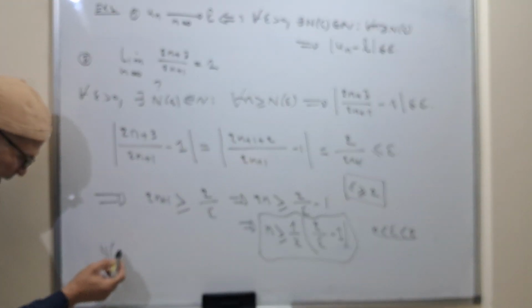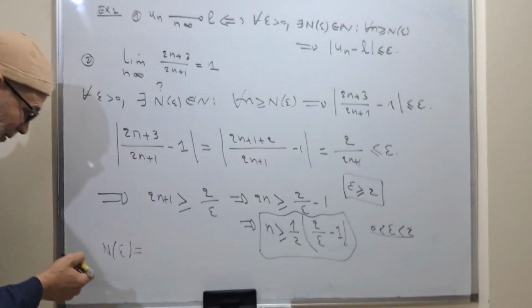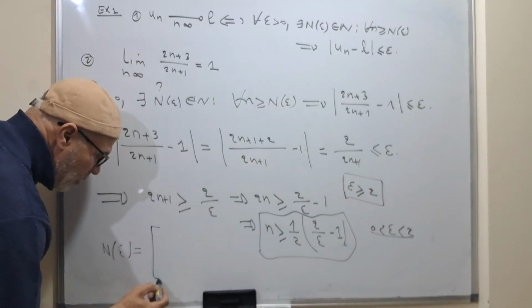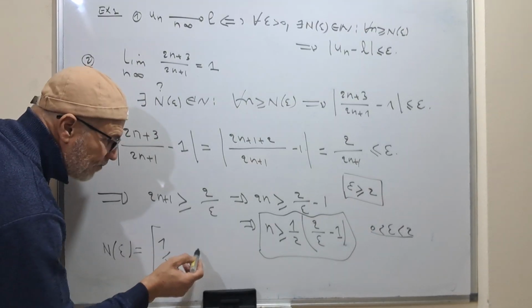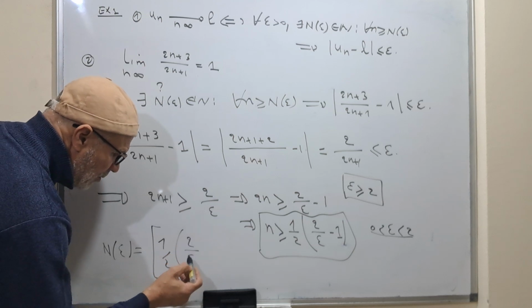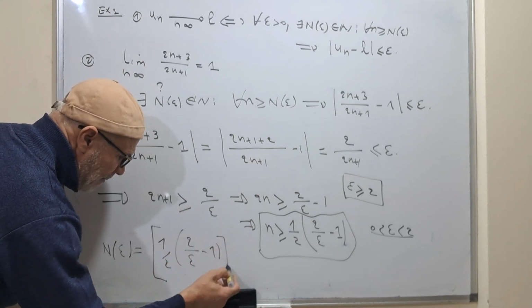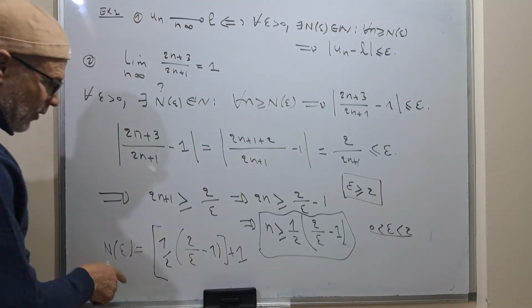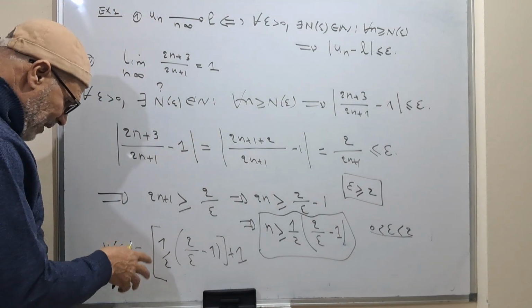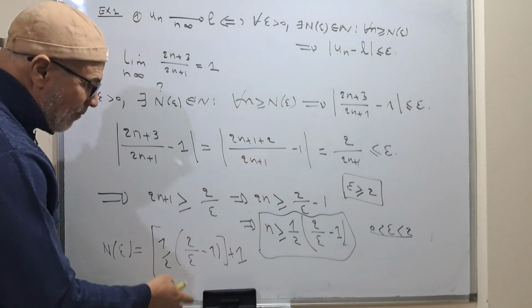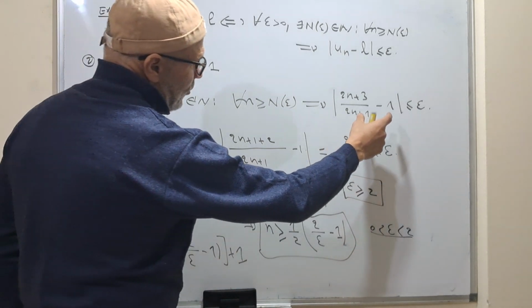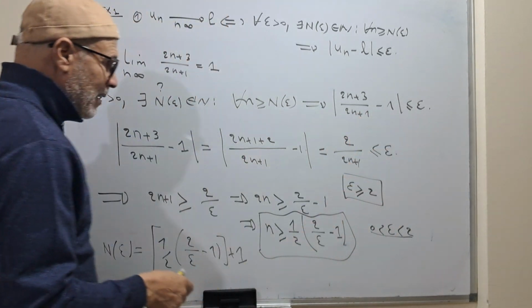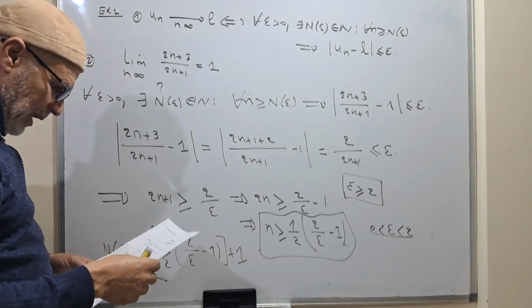It is sufficient to take the rank n of epsilon, which is the integer part of 1 over 2 times (2 over epsilon minus 1), plus 1. And starting from this natural number, we ensure that the difference is less than or equal to epsilon.